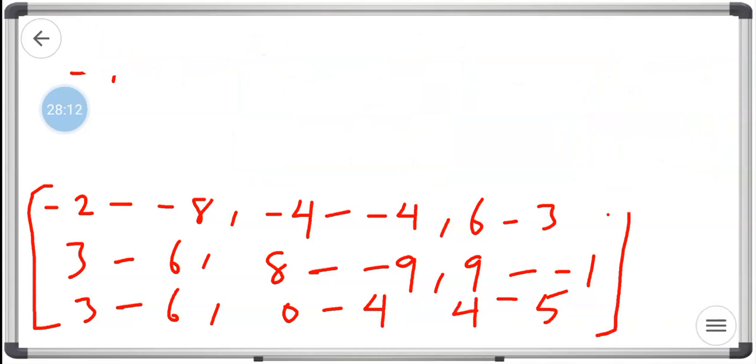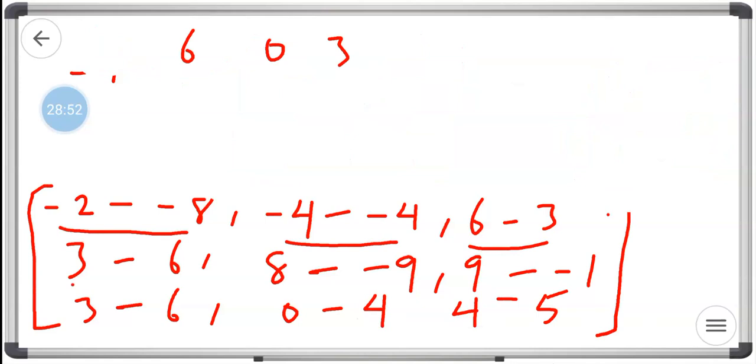Now from here, minus 2 minus minus 8. That is minus 2 plus 8, because minus times minus is plus. So that's minus 2 plus 8, that is 6. Here now, minus 4 minus minus 4. That is minus 4 plus 4, because minus times minus is plus. So that's 0. Then here, 6 minus 3, that's 3. We are through with that row.